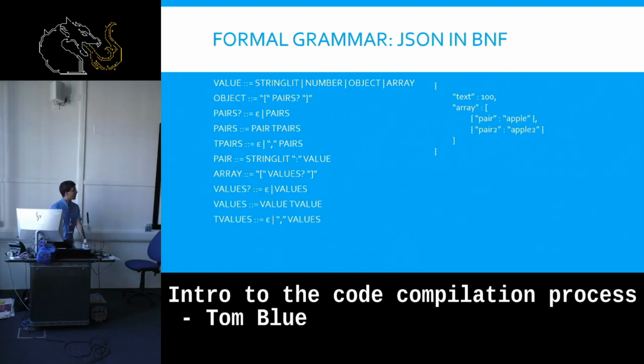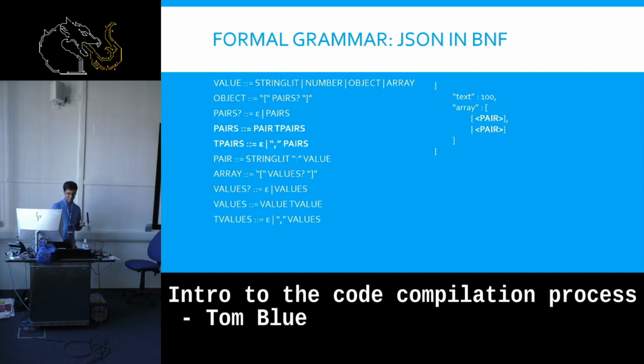So, as a more practical example, this is the formal grammar for JSON, and on the side we've got a little bit of JSON, which we're going to try and evaluate almost by hand using the formal grammar. So we have the string literals apple and apple2, which are values. We replace them with values. Then that fits the pair grammar, string literal colon value. So we can replace those with pairs.